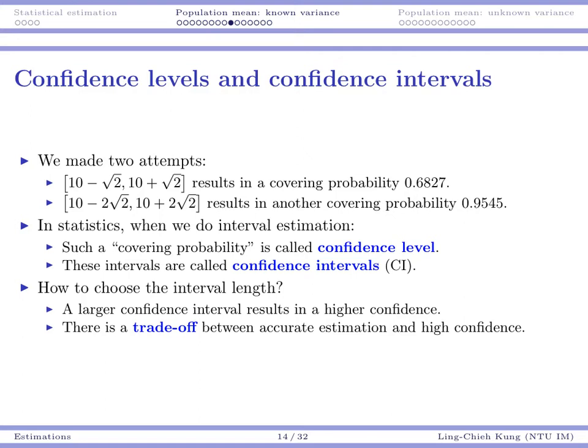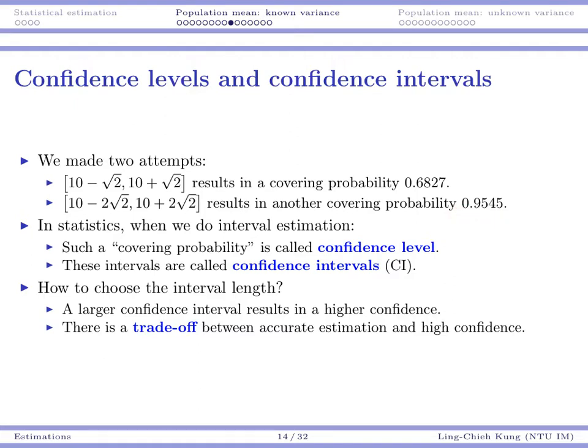So let me summarize what we just did. We made two attempts with the leg size as square root of 2. I know the covering probability would be around 68%. With the leg size 2 square root of 2, I know the covering probability is around 95%.